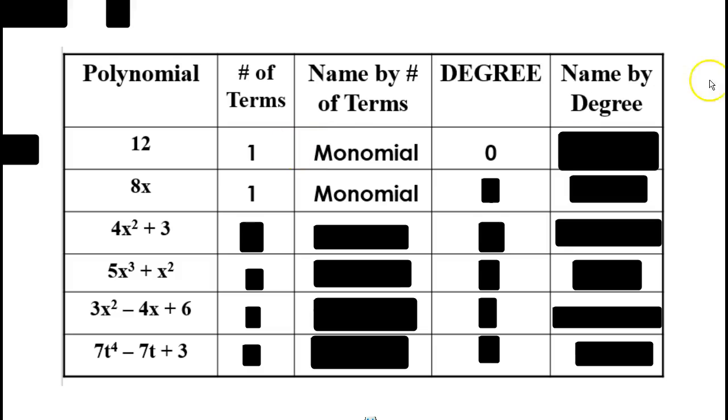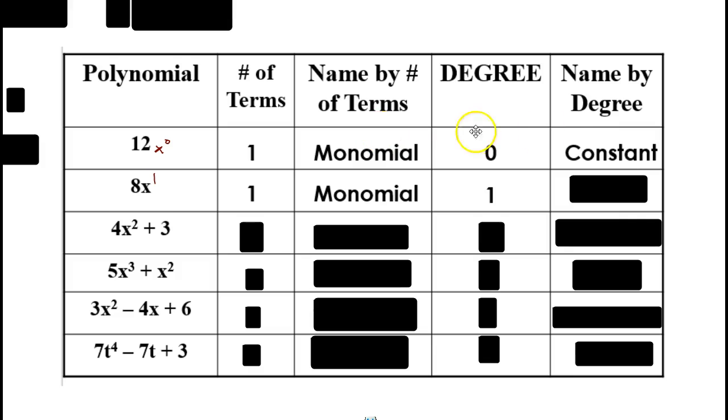If it has an x, there's an understood degree of 1. So if there's no x, it's like there's an x to the 0 power. X to the 0 is 1, 12 times 1 is 12, doesn't change anything. So the degree is 0. But if there is a variable without a number, it's understood to be 1. Anything with a degree of 0 is called a constant term.